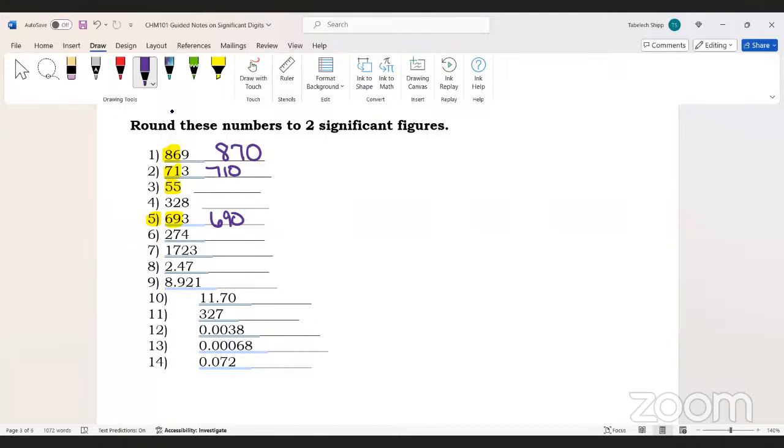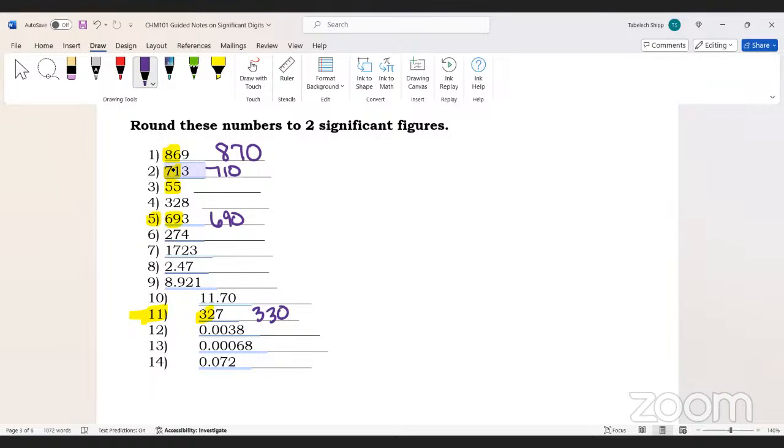Let's do number 11. Number 11 right here. Again, you only need two of those numbers. So that 7 tells that 2 to do what? It increases to what? That is correct, Tay. Very good. Very good, Jacqueline. And Rochelle and Breeza, very good. 330. Very good. Very good.